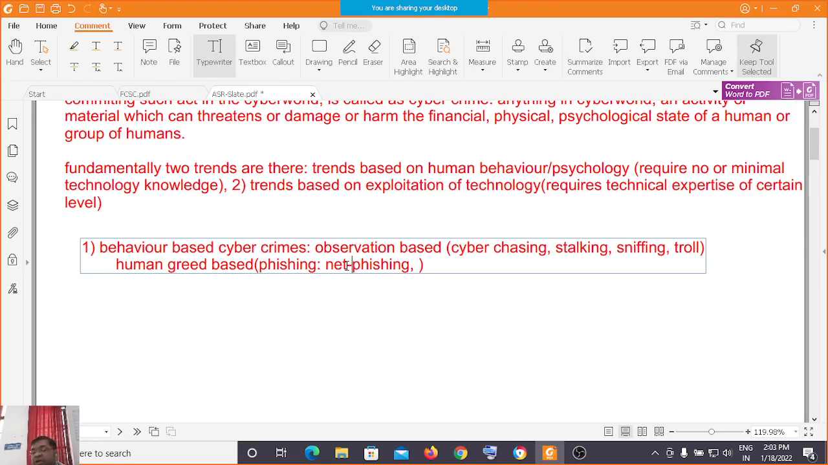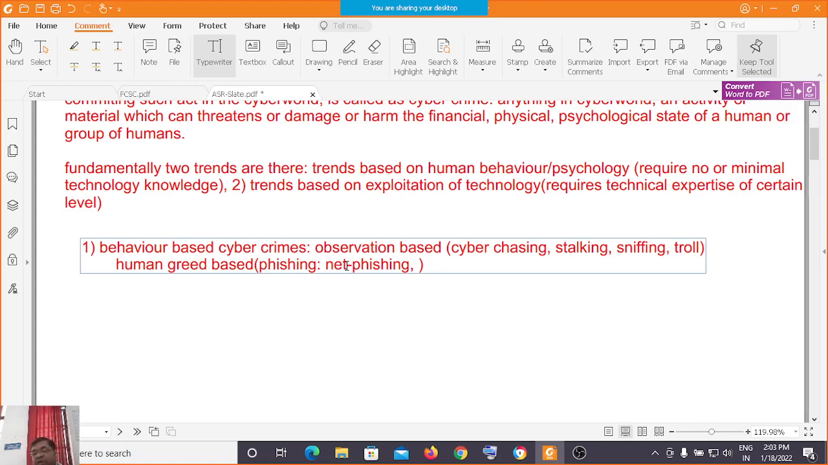Another phishing is human greed based. Many people like appreciation, and that is again one type of human greed. If someone talks good to you, you will automatically consider that person a good person. If someone talks bad to you, you automatically consider that person a bad person. So that also can be used.